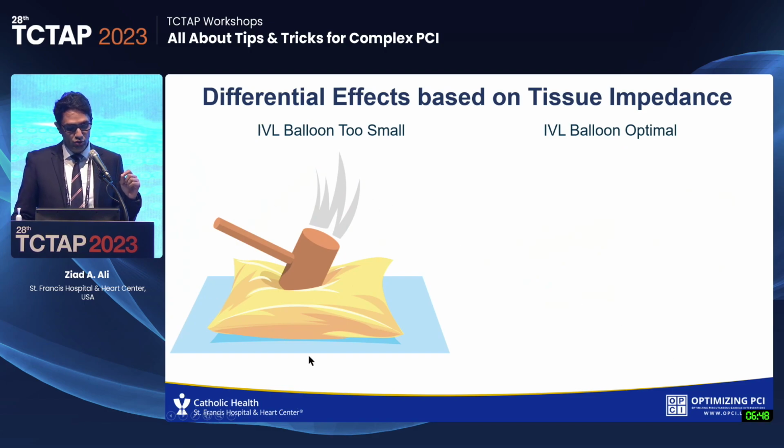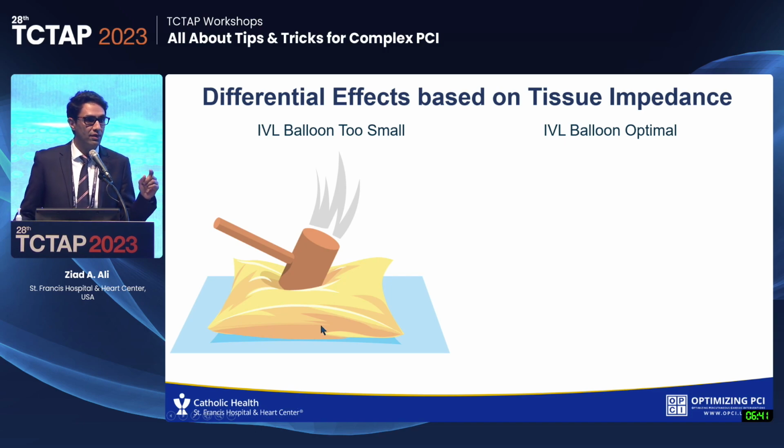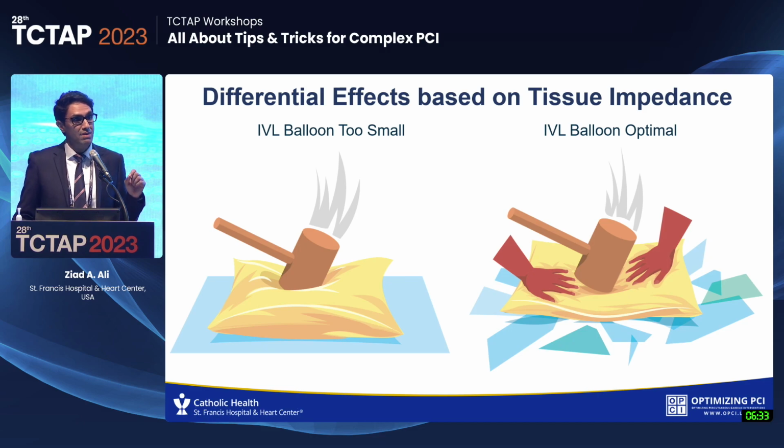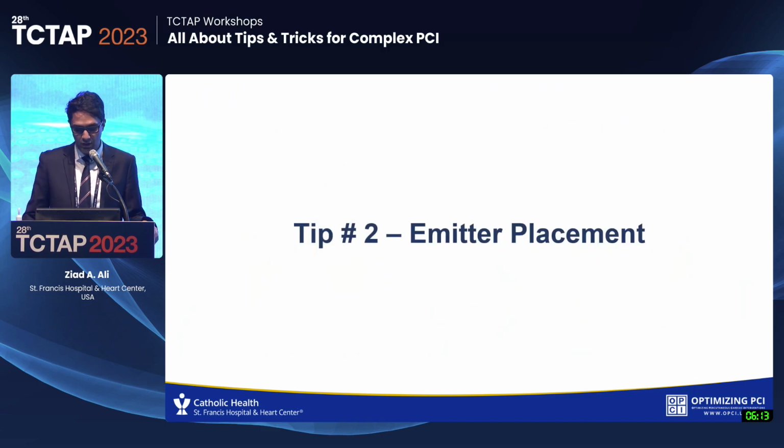So what happens when you use an IVL balloon that's too small? There's significant soft tissue impedance between the balloon and the calcium. Therefore, most of the shock wave will be absorbed. So in order to minimize the impedance and maximize the energy that goes into the wall, you need a bigger balloon. The bigger balloon squeezes the pillow, reduces the impedance, and allows more energy to go directly into the calcium. So avoid the concept of using a small balloon for safety for IVL because you're only inflating at 4 atmospheres.